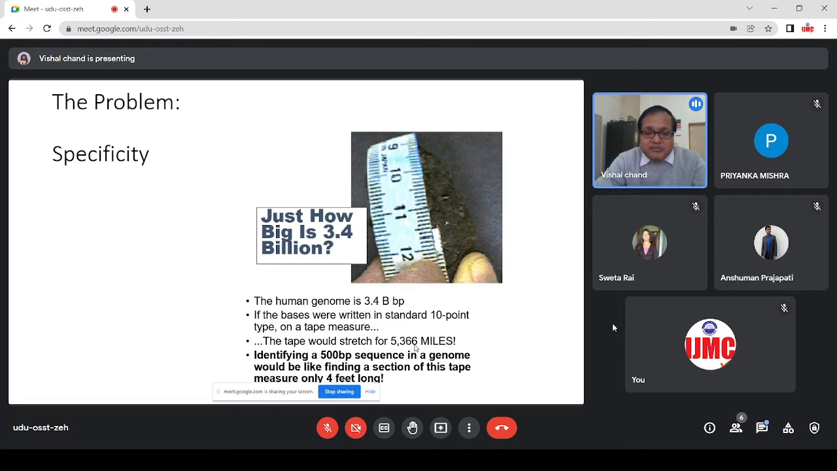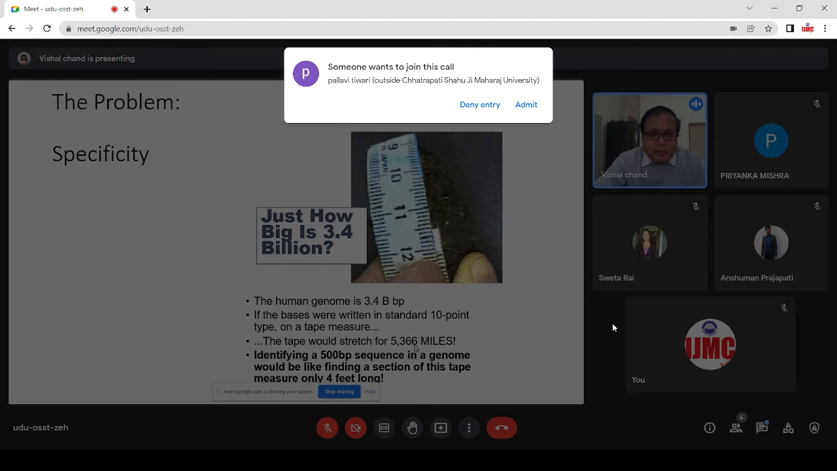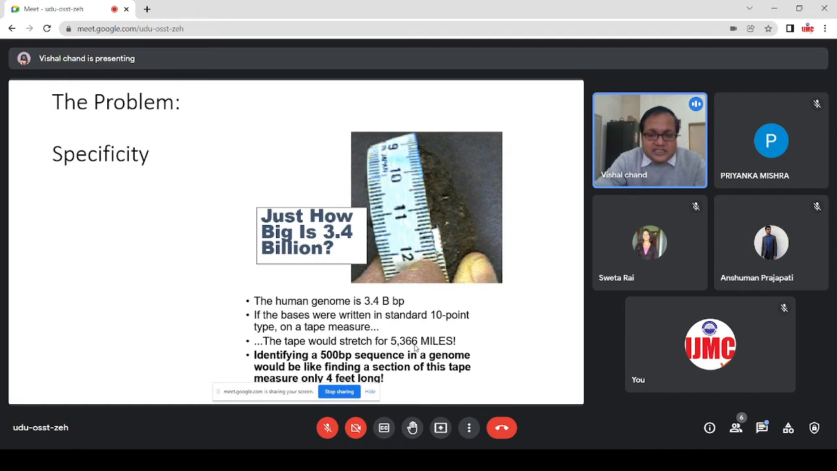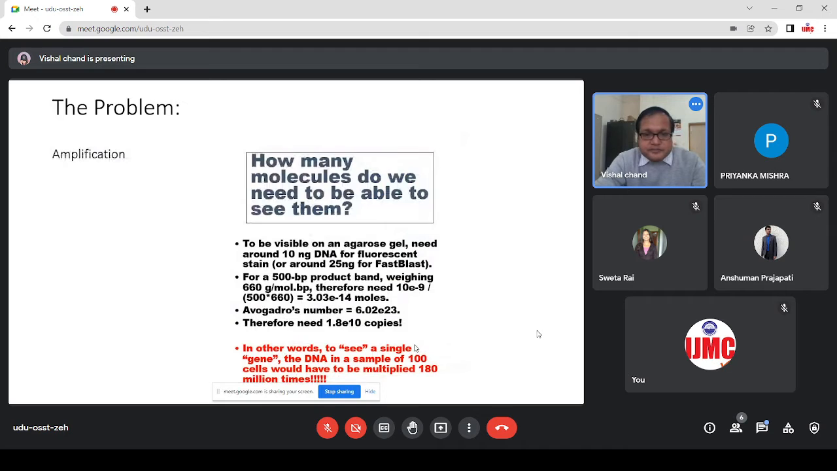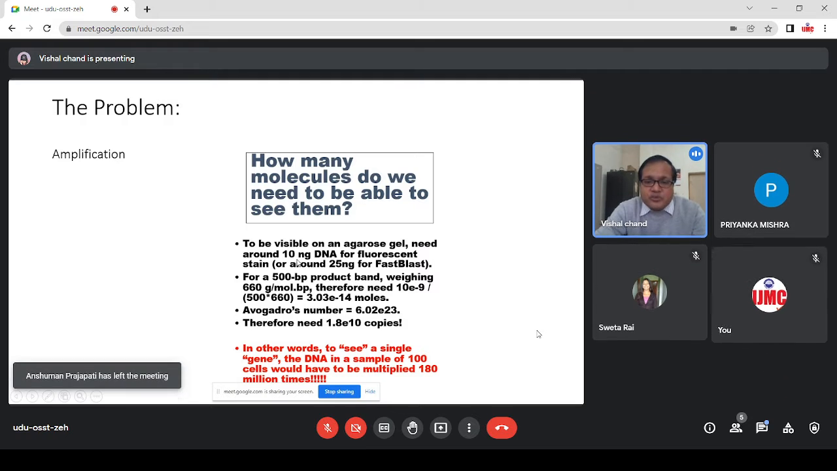Okay, identifying a 500 base pair sequence in a genome is a very problematic task. How can we get this small sequence component from the huge stretch of base pairs available inside the DNA? Now, how many molecules do we need to be able to see them? To be visible on an agarose gel, we need around 10 nanogram of DNA for a fluorescent stain.